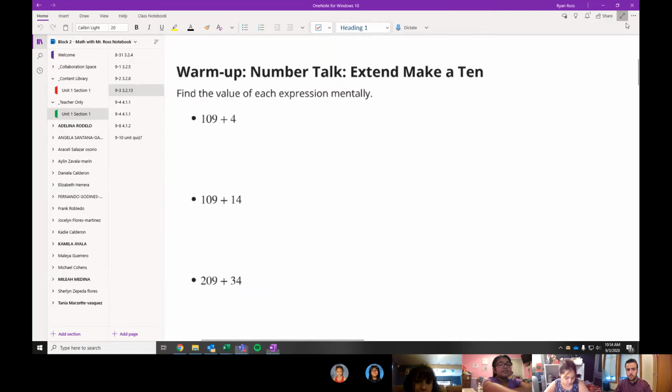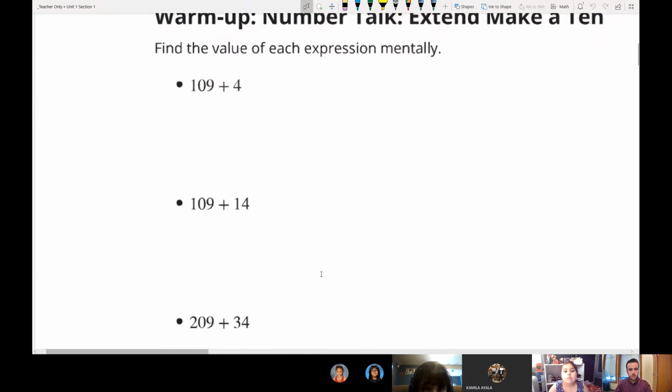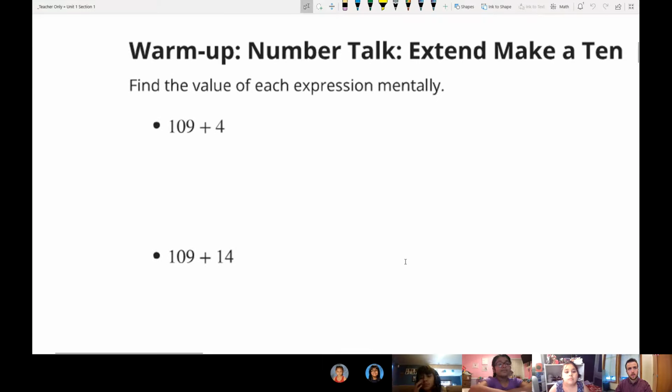Okay. So you should see a warm-up activity. Give me a thumbs up if you see it. Okay, great. So what we're going to warm up with today is looking at some addition problems and going through some strategies about how we make a 10 to make mental math easier for us.